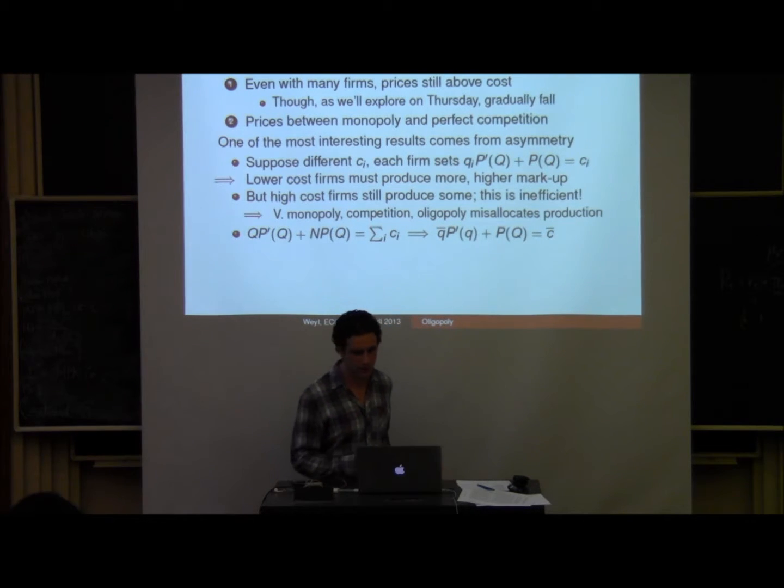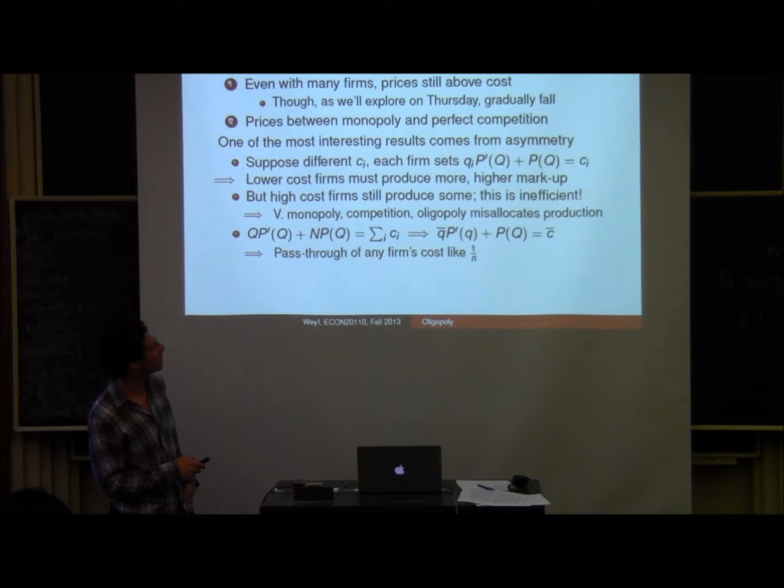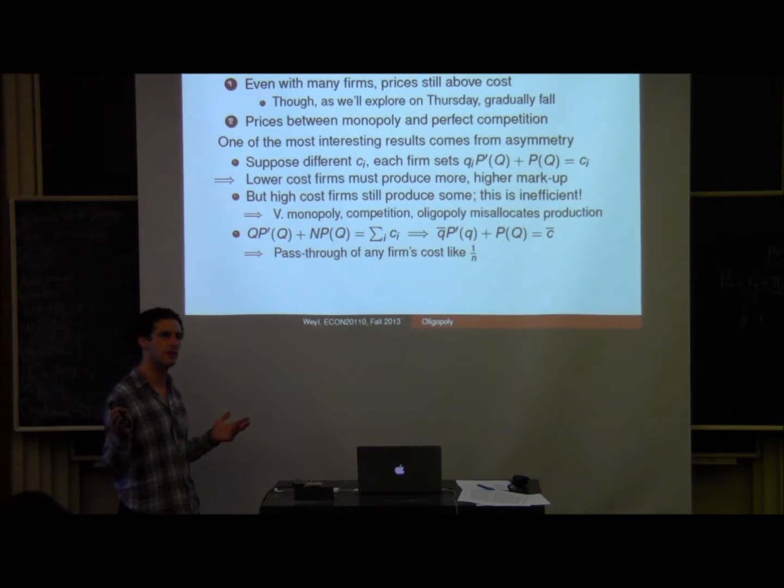So in this more general asymmetric case, we can still add things up, and we get the total quantity times the slope of price plus n times P of Q is equal to the sum of the costs. So if we then divide by n, we get that the average quantity times the derivative of price plus price is equal to the average cost. And so what that tells us is that the pass-through of any firm's increase in cost is like increasing the average cost in the industry by 1 over n. So it's sort of just the sum, it's the average cost only that matters of the firms.